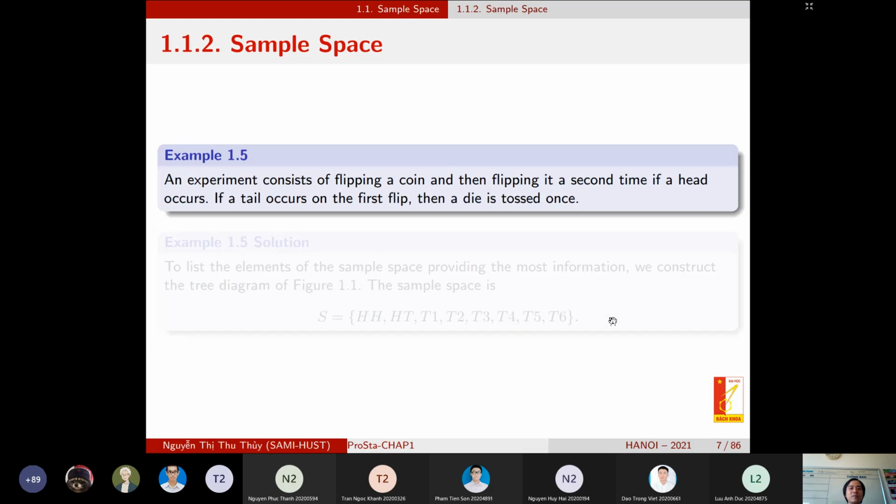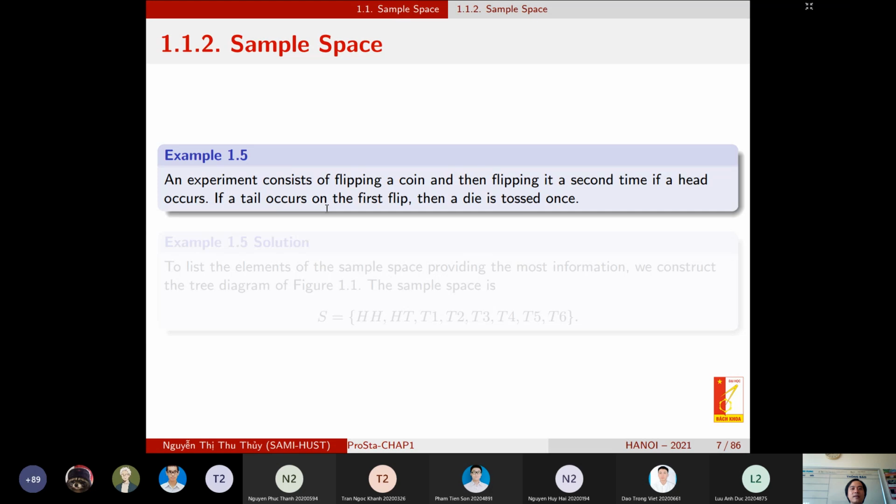And there are a lot more examples of sample space. For example, an experiment consists of flipping a coin. If a head occurs, that means the first time I flip a coin, I observe if it is head or tail facing up. If it is tail, I stop my experiment. But if the head occurs, I will flip it a second time, and I will stop whether the second time it is head or tail.